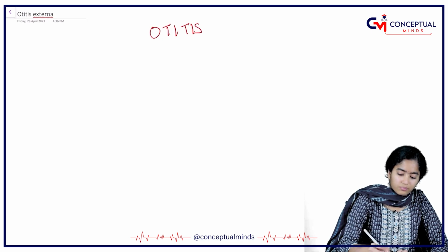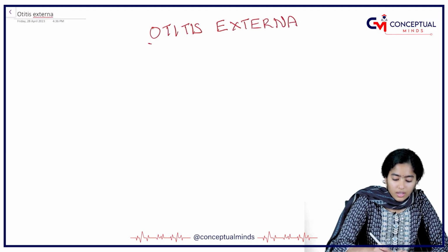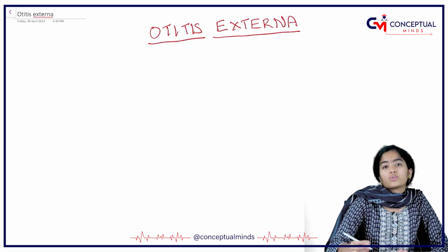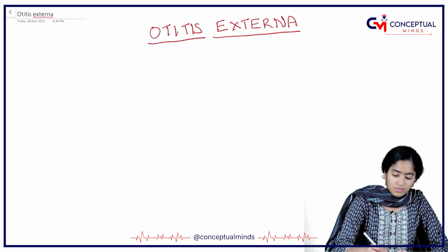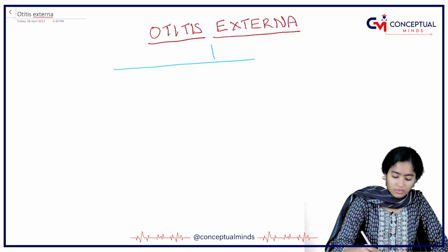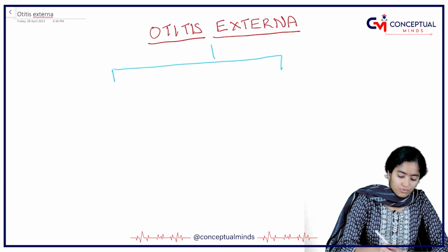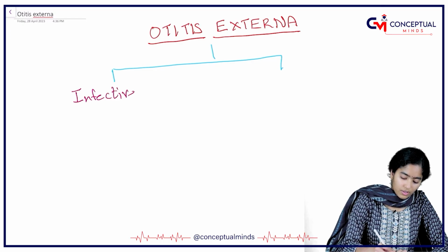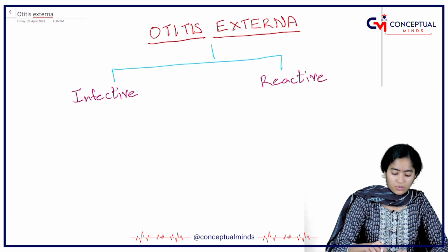otitis externa, and that is our topic for today. Let us learn about the different types of otitis externa. Broadly, they are of 2 types. First is infective etiology, and the second group is reactive. And the terms are self-explanatory.